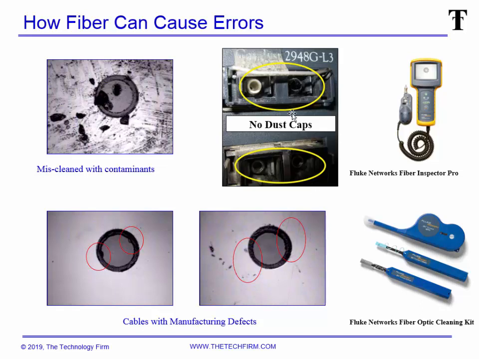Lastly, if you do have fiber optic equipment, please find those dust caps that you lose and put them back on the equipment if you're not using the equipment or the cabling. Now on the right hand side, I'm giving you some examples of tools that you can use to visually inspect your fiber. And the bottom tool is a fiber optic cleaning kit where you can actually clean your fiber properly.